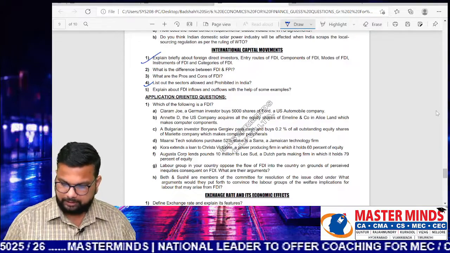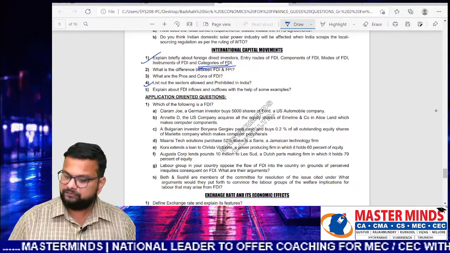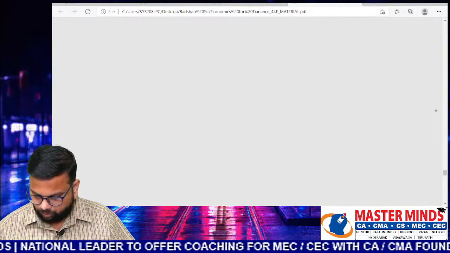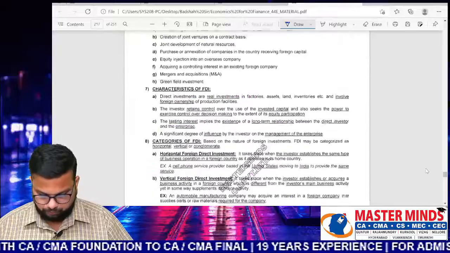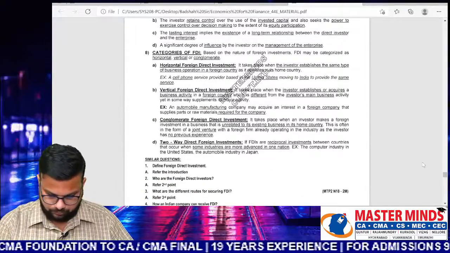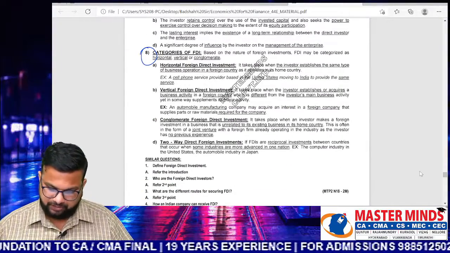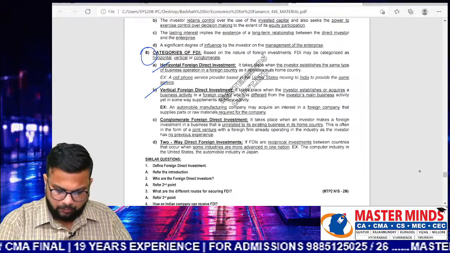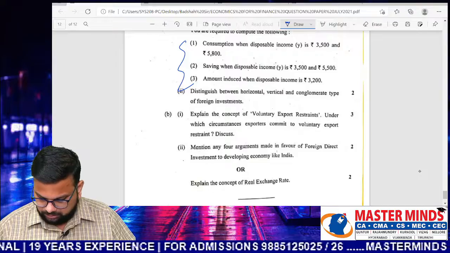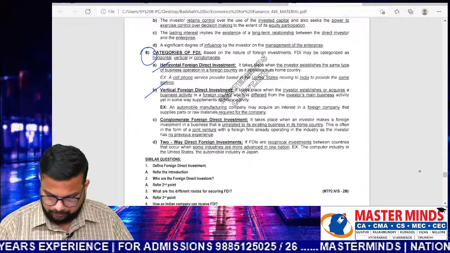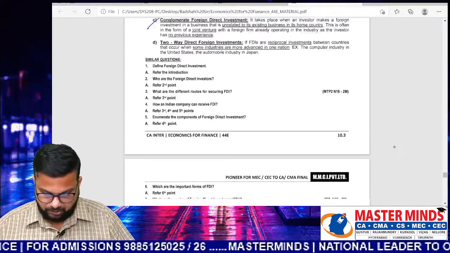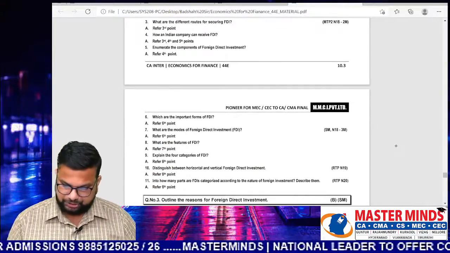Okay, right. So we are talking about categories of FDI, and the same thing is covered in our masterminds material also, question number 2.8, categories of FDI. He has asked about horizontal foreign direct investment, vertical foreign investment, and conglomerate type of foreign investment. Yes. So if you write these 3 points, it is sufficient, Nana. Okay, right. Next.